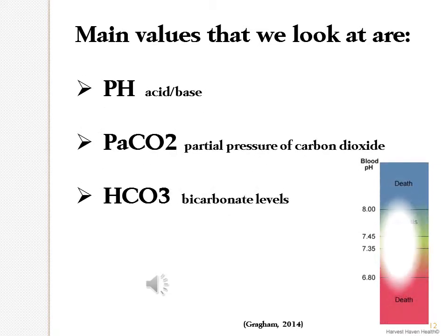The main values that we look at when we're going to interpret an arterial blood gas are the pH, which is the acid-base content, the PaCO2, which is the partial pressure of carbon dioxide, and the HCO3, which is bicarbonate. As you can see from the scale to the right, deviation from the normal values can have severe consequences.